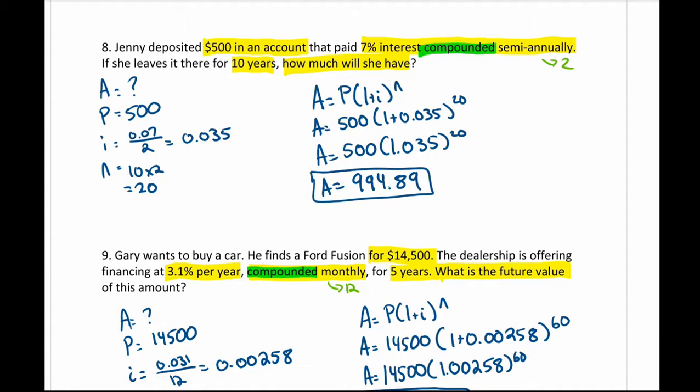If she leaves it there for 10 years, so again telling us the time, how much will she have? So again, that should be enough to help us figure out our P, our I, and our N. We're using our compound interest formula. We plug it in, and when we work through and calculate, we should get $994.89 is how much she will have after 10 years.